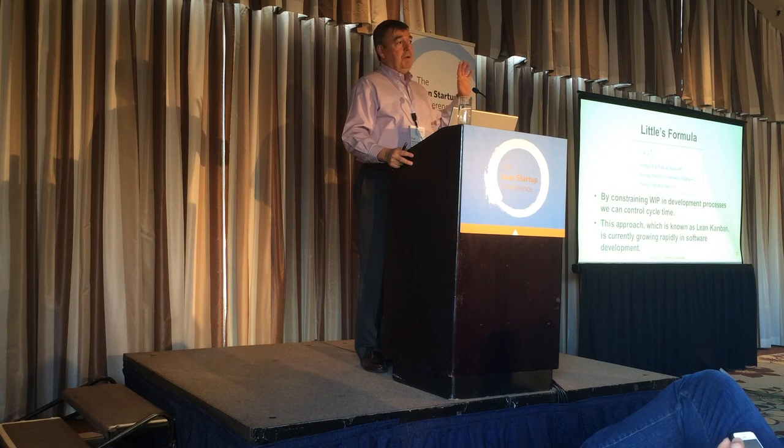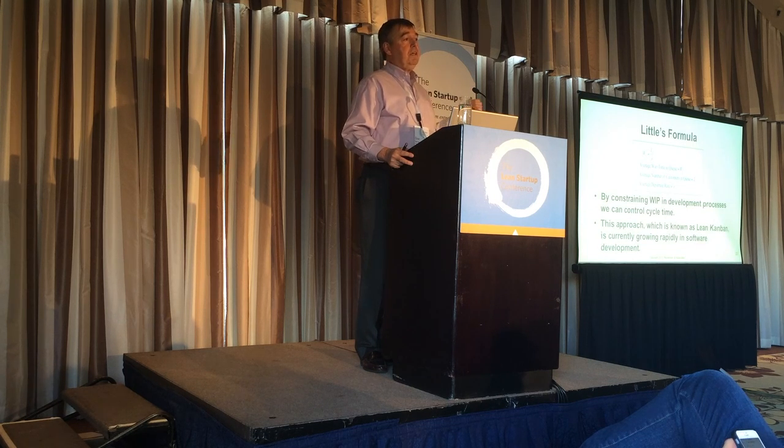But this is actually one of the great leverage points that is being exploited by Lean, because the reason you get fast cycle time in a factory is because you're reducing the amount of WIP in the factory. If you want to control cycle time, you can control it more effectively by controlling the amount of WIP than any other thing you can do. And that's really the motive behind WIP constraints. In software, this is known as the lean Kanban approach. Enormously leveraged approach.